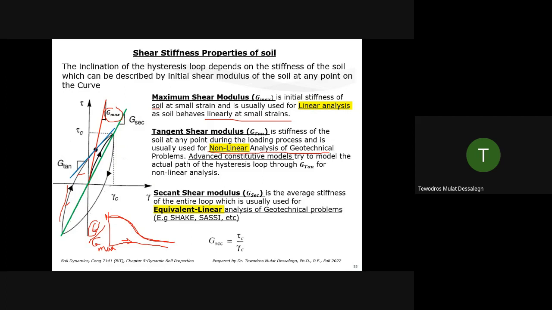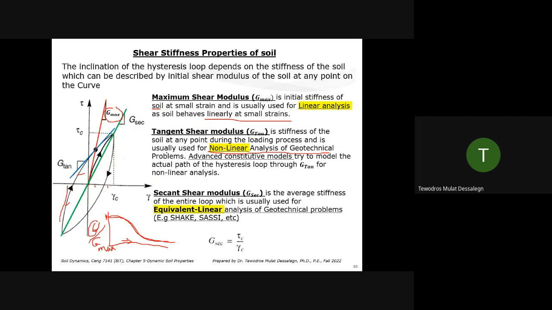And because you are getting it at every point, it's good for nonlinear analysis of geotechnical problems. G is changing at every point of the strain. But that's also difficult. If you try to do that, it has its own disadvantage. It's advantageous because you can get a full nonlinear analysis, but it's time consuming and may not be easy even to get those constitutive models correctly. But that's the tangent shear modulus.